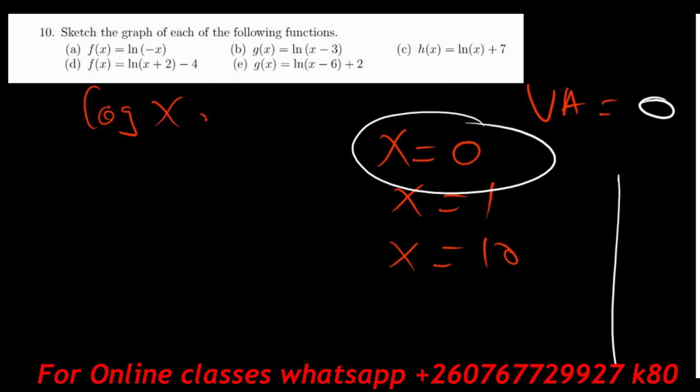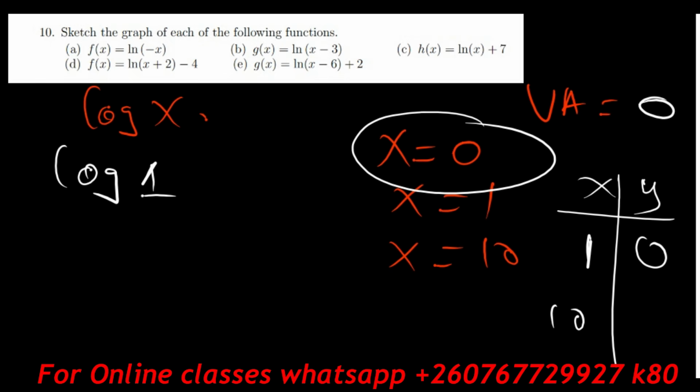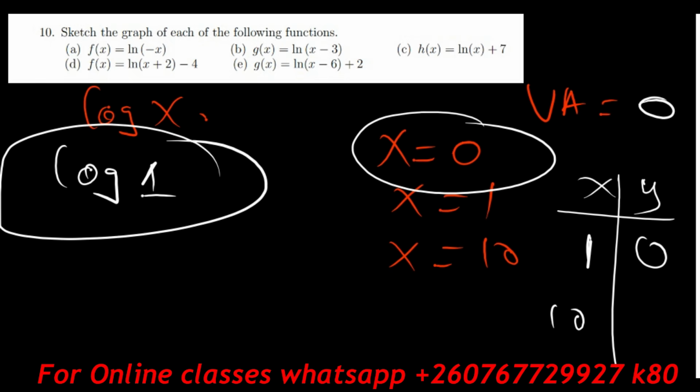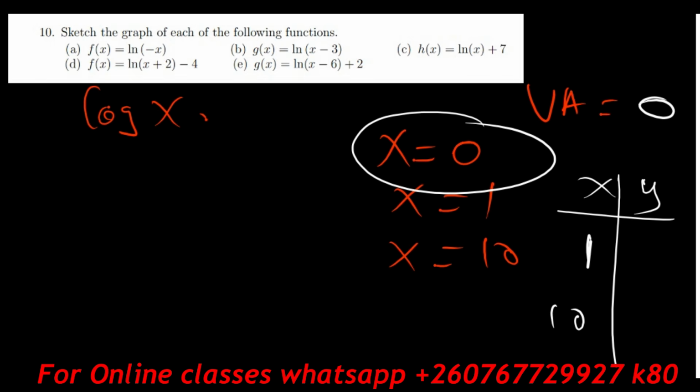Next, I need to have this. So I'm going to say when x is 1 and when x is 10. When x is 1, any log, regardless of any base, as long as it's log 1, is 0. So we have log base 10 of 1, which is 0. Now what of 10? Meaning we've got log base 10 of 10. Remember we said if we've got the base of itself, that is going to give us 1. So definitely that is going to be 1.